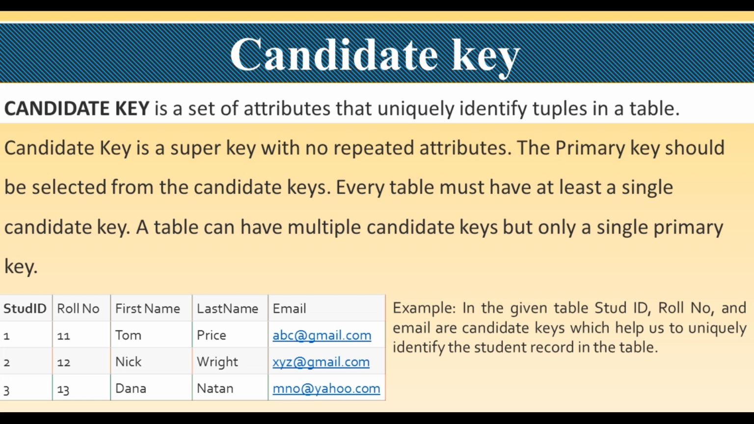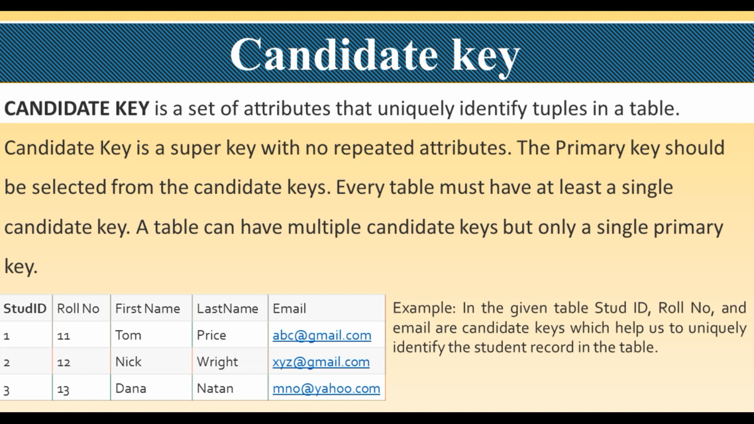Now we are talking about candidate key. Candidate key is a set of attributes, it means to say a set of columns that uniquely identify a tuple in a table. Tuple means a row, or information that is in the form of a row in a table. Candidate key is a super key with no repeated attribute, meaning there is no attribute which is repeated, it means a column.